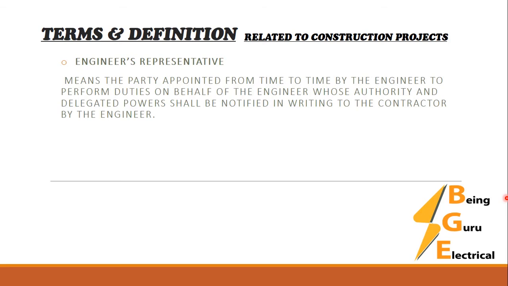Next we have engineer representative. Means the party appointed from time to time by the engineer to perform the duties on behalf of the engineer. So normally the representative of the engineer is the consultant. So the engineer appoints the consultant on his behalf from time to time, whose authorities and delegated powers shall be notified in writing to the contractor by the engineer. So the engineer representative is normally the party appointed to supervise and check the contractor works on site.